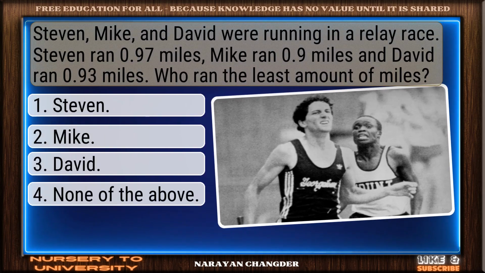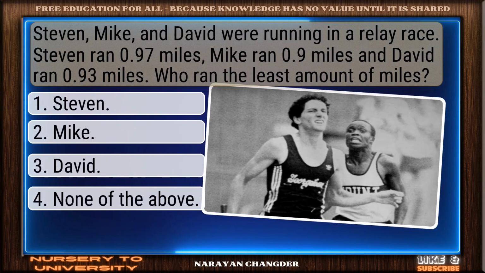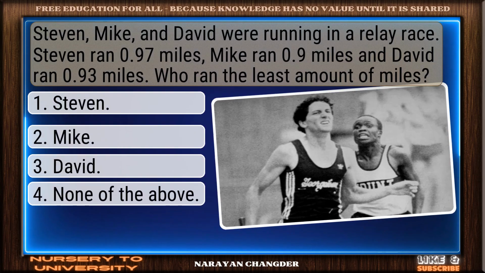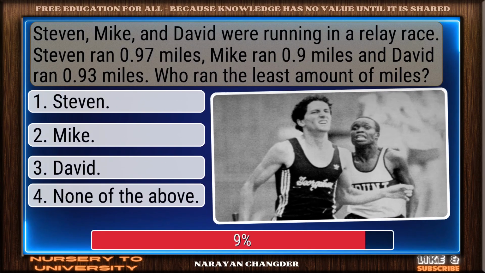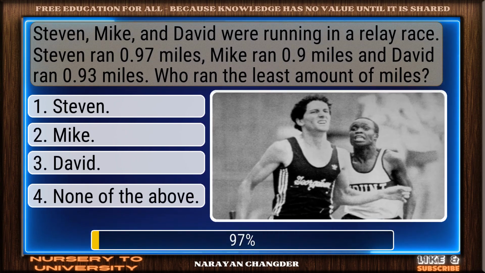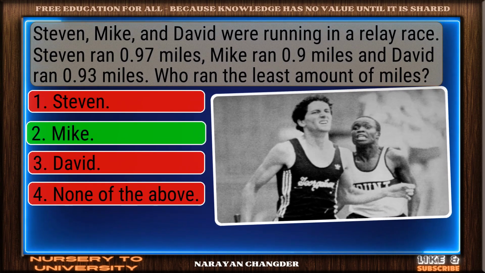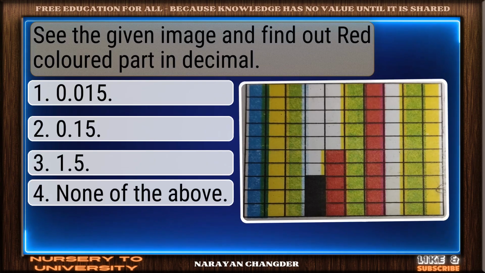Stephen, Mike, and David were running in a relay race. Stephen ran 0.97 miles, Mike ran 0.9 miles, and David ran 0.93 miles. Who ran the least amount of miles? Smart pick. Mike is the correct choice.